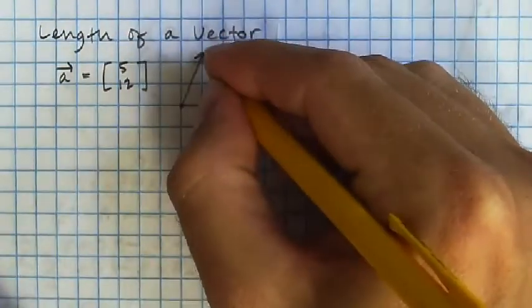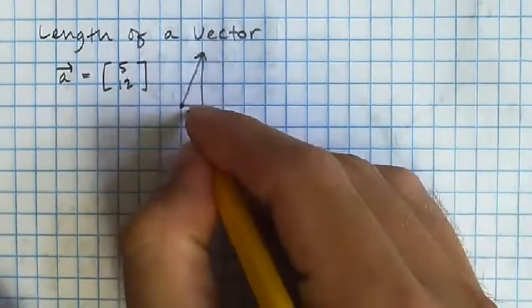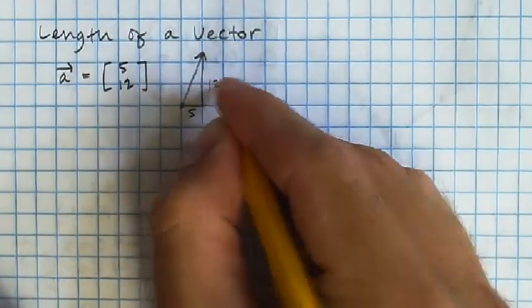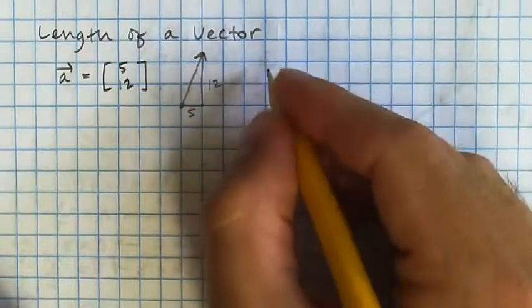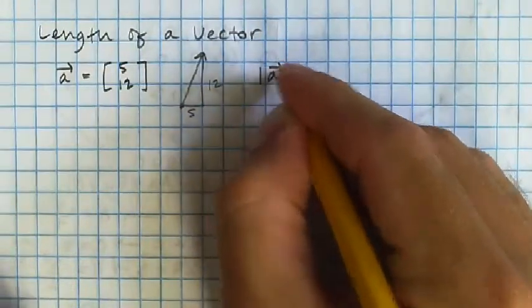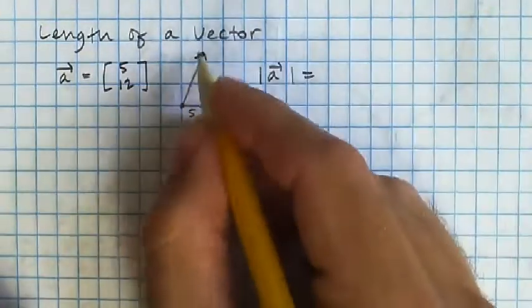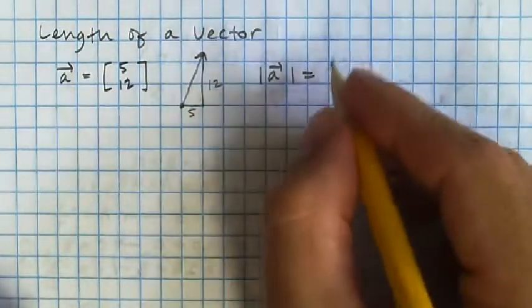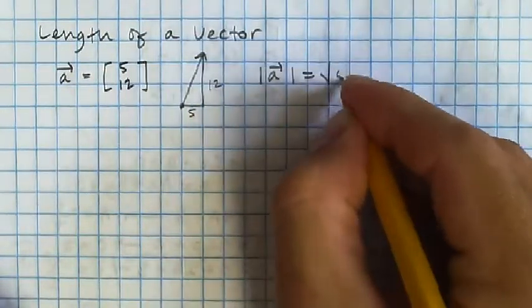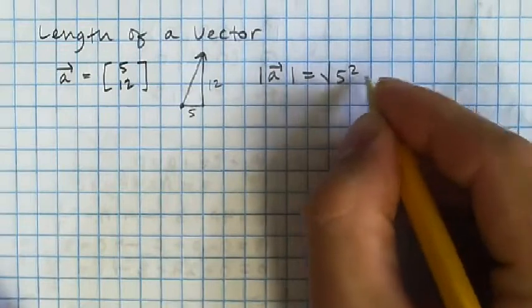And you can see in a two-dimensional case, it's pretty easy to see why we're going to be doing the Pythagorean theorem. Okay, so the length of A is pretty clearly the hypotenuse of that right triangle. So that's the square root of 5 squared plus 12 squared, which we know is 13.